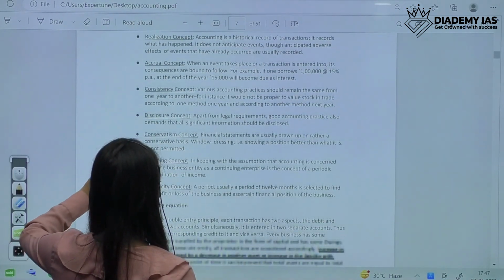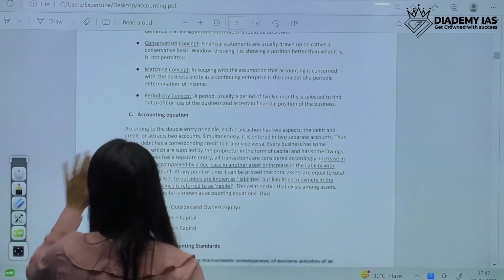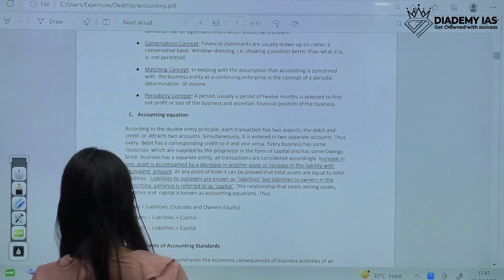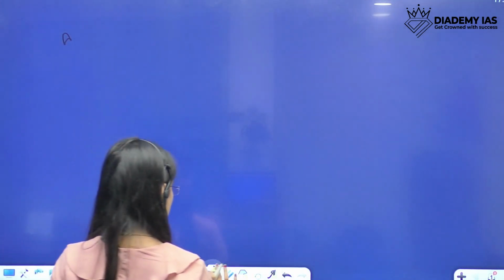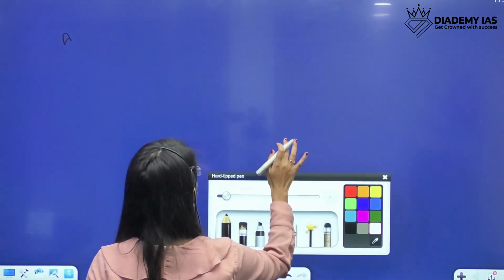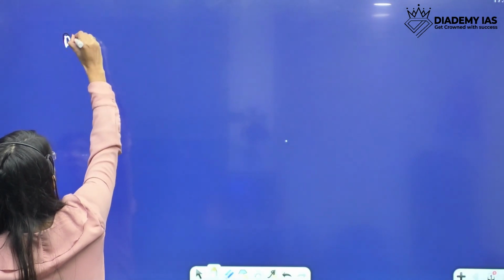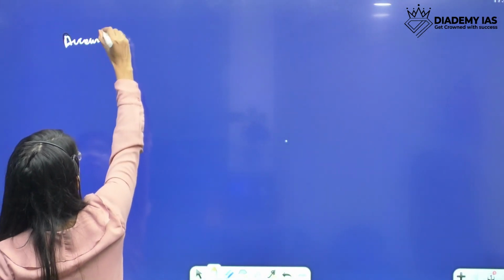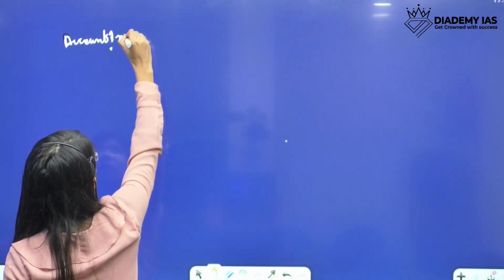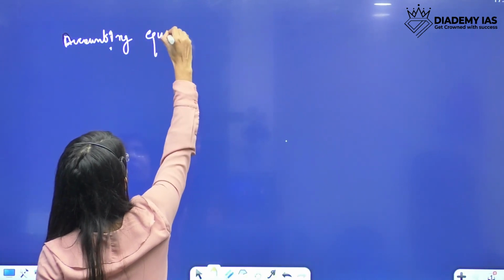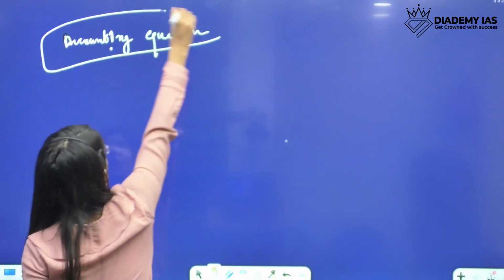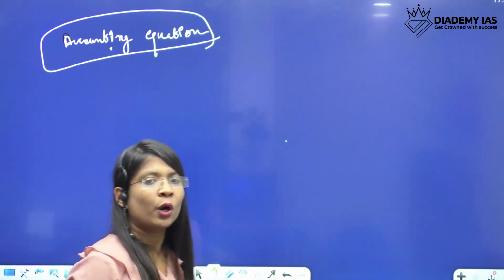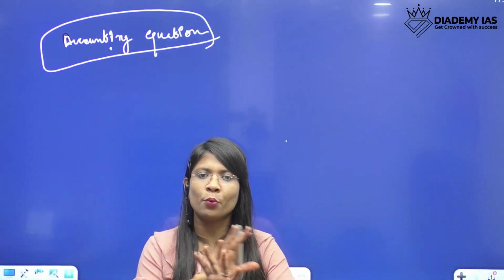Then after that we'll go to the accounting equation. Next topic is the accounting equation. This is the basics of accounting. This is the equation on which the whole accounting is based.